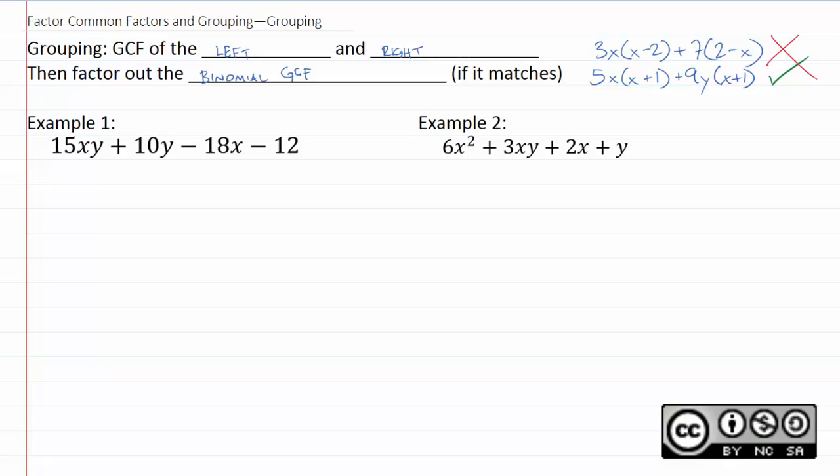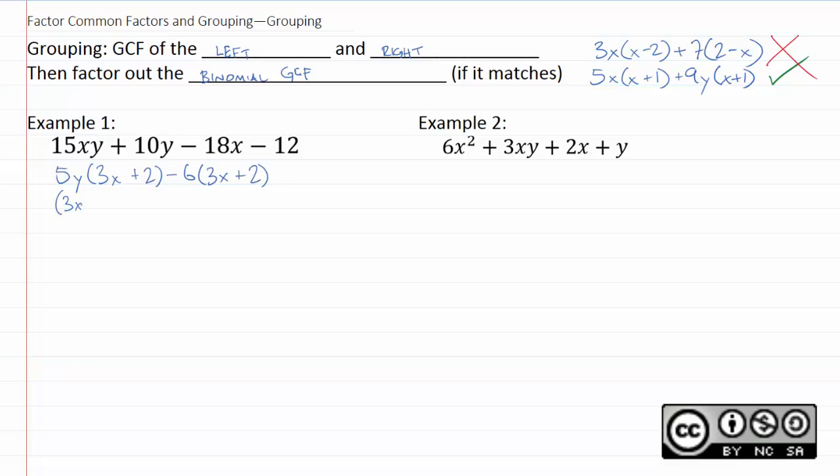So for example 1, again, I'm going to look at the first two terms, factor out the GCF, look at the last two terms, factor out the GCF, and see where that takes me. If I factor out 5y, I'm going to have 3x plus 2. For the other two terms, those are both divisible by 6, but I'm also going to factor out a negative because I need those two things to become positive, and this will become 3x plus 2. Okay, now we just do what we did in the previous video.